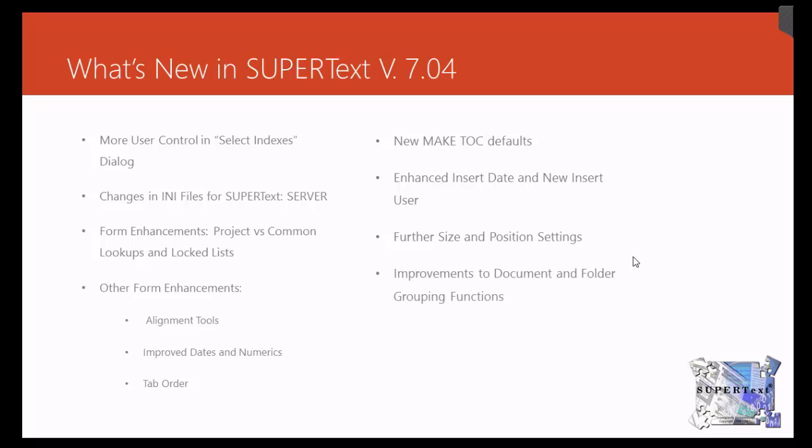We've made some improvements in a feature that's been around in SUPERText for a long time, but hopefully it hasn't been used very much by our users, but hopefully with this introduction you will find ways that you can immediately put this feature to use, and it's the idea of document and folder grouping. You're going to see a new table tool that enables you to find duplicates and gaps. This is a quality control tool.